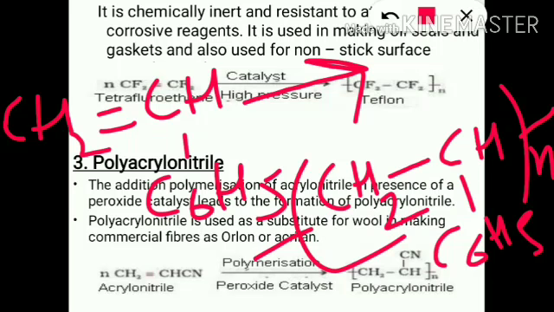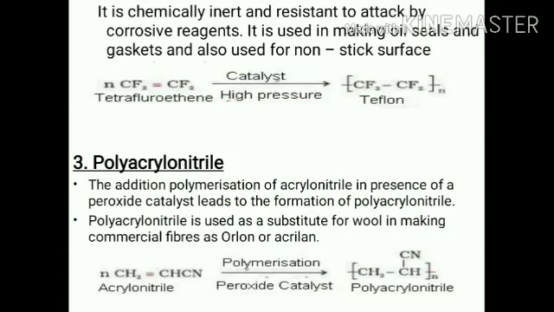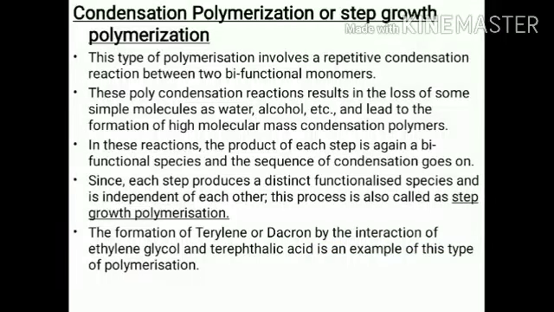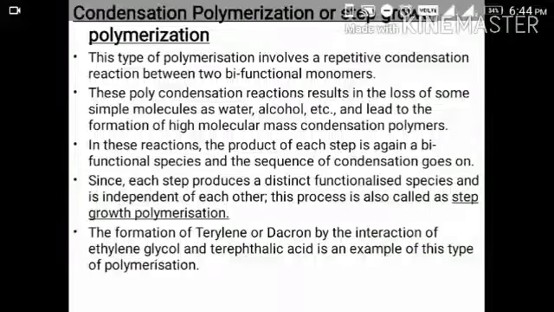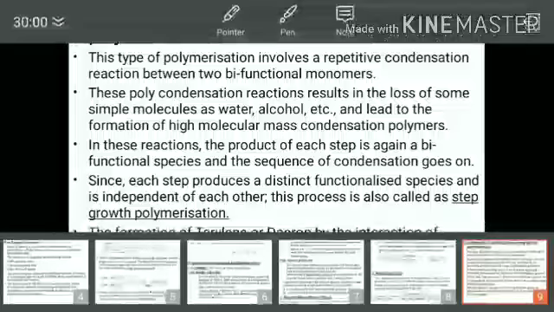We are talking about polyacrylonitrile. This is also an addition polymerization reaction, in the presence of a peroxide catalyst. Polyacrylonitrile is used for making wool-like fibers. Now, condensation polymerization reaction, or we can say step growth polymerization reaction.